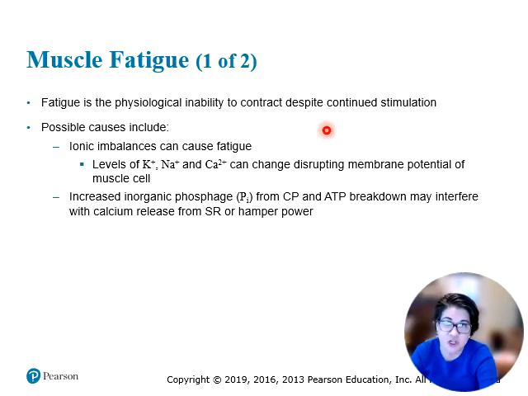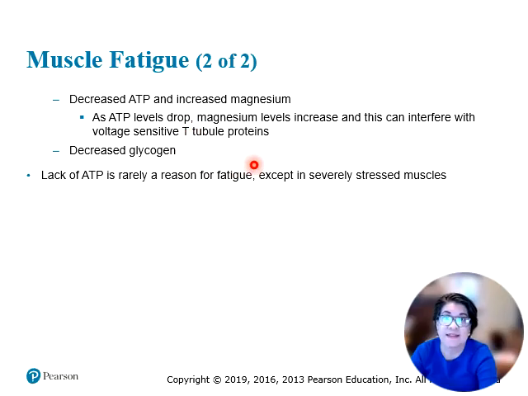Fatigue happens when your muscles keep getting stimulated and they get tired. Your muscles need a chance to rest in between to get all those chemicals rerouted in the right place. So that's what can cause fatigue. And also you can get fatigue from low ATP or from too much magnesium. And that can affect the T tubules. And then also if you don't have enough glycogen to make your ATP.